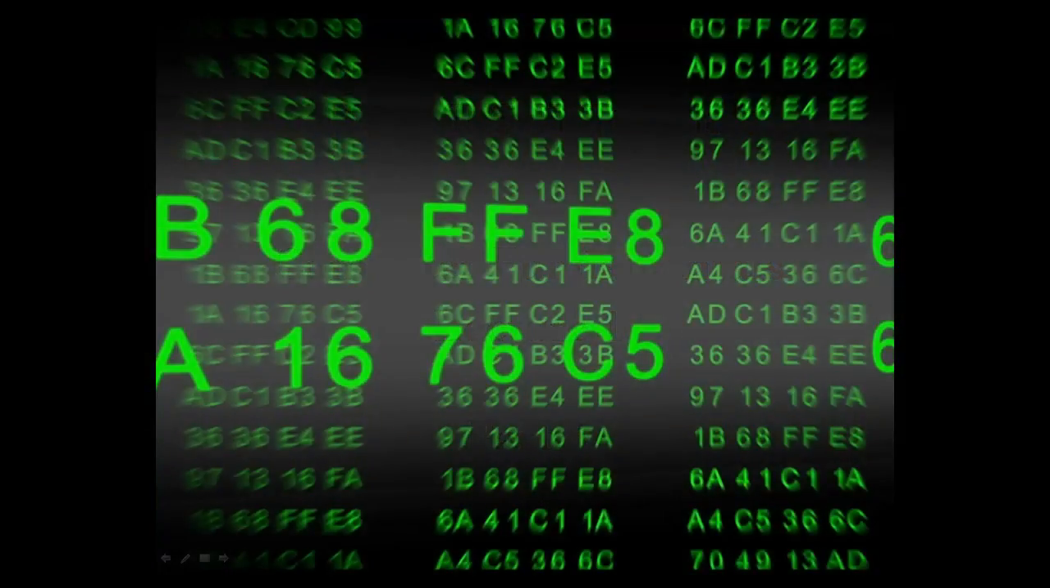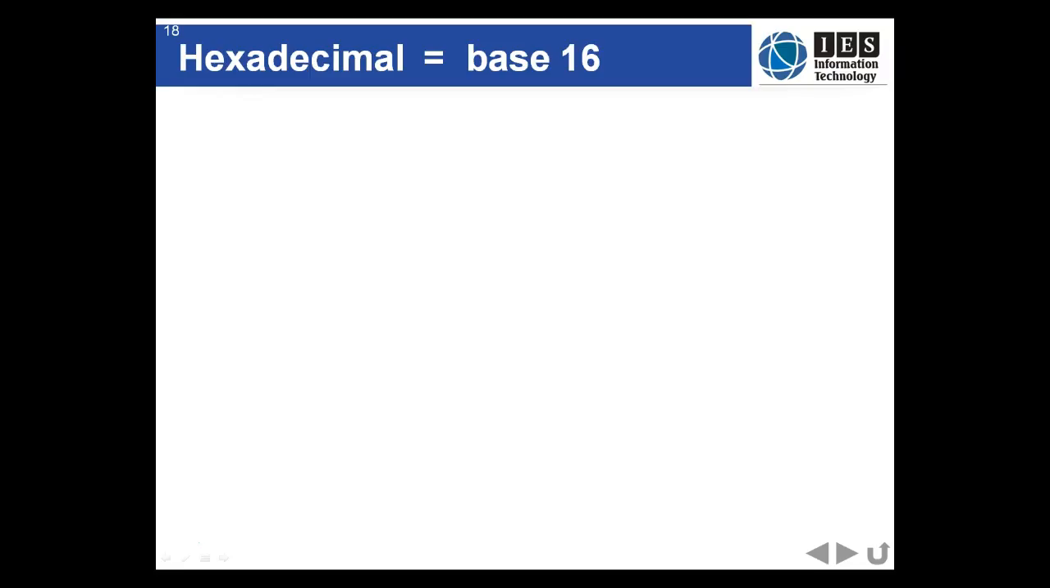This is the third in a series of videos covering the first lecture of the Computer Fundamentals topic of the IES Information Technology course. This video discusses hexadecimal numbers and converting them into decimal.